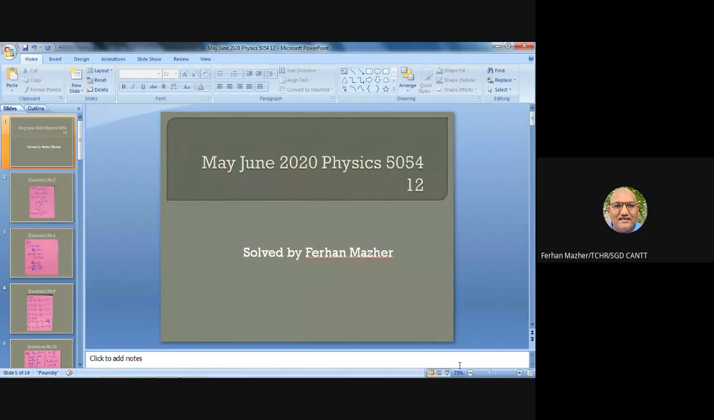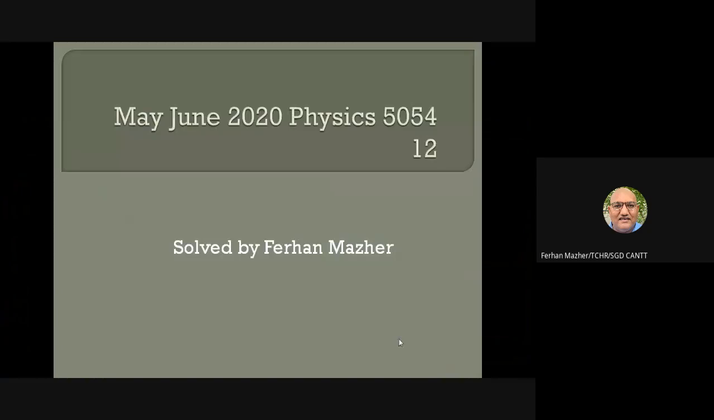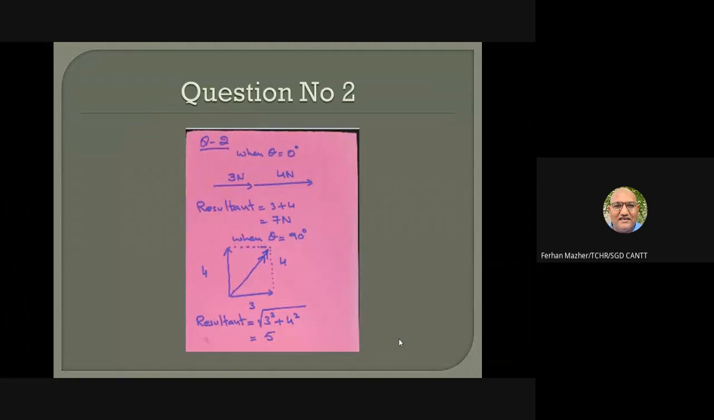So I have done this on a paper. Let me show you. Here you see, if the angle between the two vectors to be added is 0 degree, the two vectors will be aligned with each other, parallel, in the same line. So you can get the resultant simply by adding them: 3 plus 4, 7 Newton. So if the angle between the two vectors is 0, the resultant will be 7 Newton. Then he says if the angle is 90 degree.